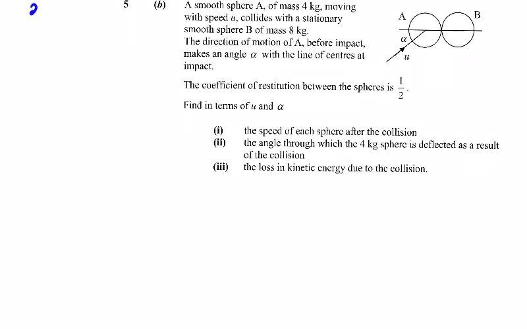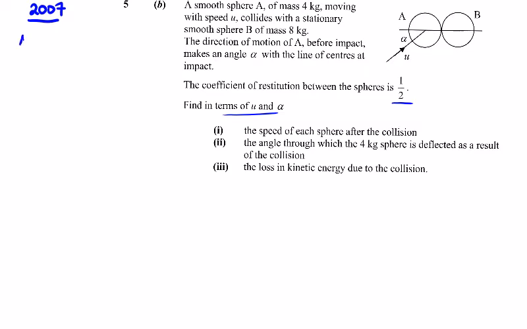This is the 2007 oblique collision question. We have a smooth sphere A of mass 4 moving with speed u at angle alpha to the line of centers. The coefficient of restitution is given. Find, in terms of u and alpha, the speed of each sphere after collision.